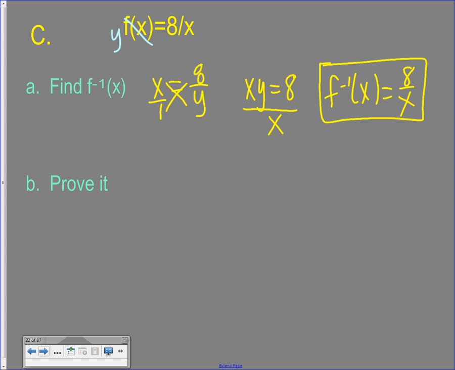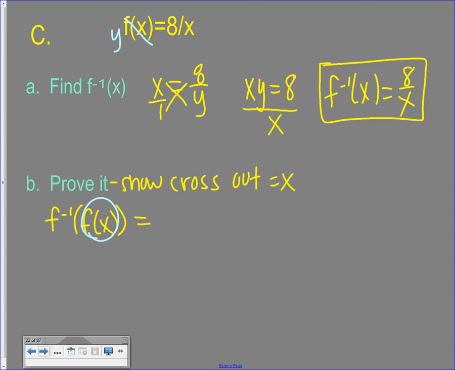Okay, but now I want to prove it, so I want to see if I can prove my work. So f inverse of f of x, okay, proving it is where you want to show that they cross out. So I'll make little notes here so we can remember that: show that they cross out and equal x. So f inverse of f of x means I would start on the inside here. I want to take f of x, my original, and plug it into the inverse. So the inverse is 8 over x, but x is now 8 over x.